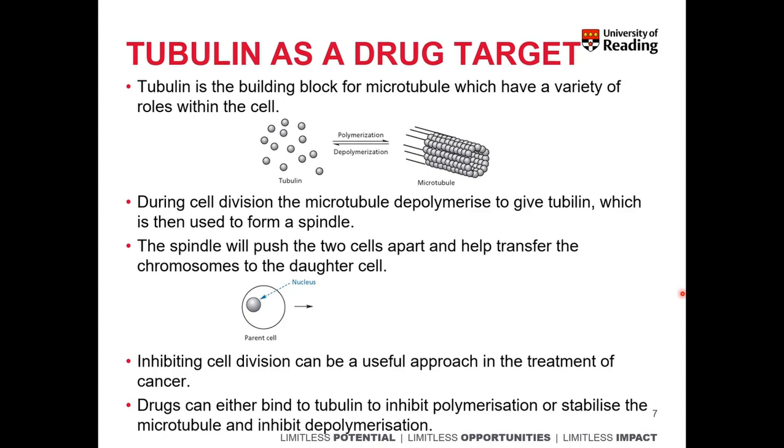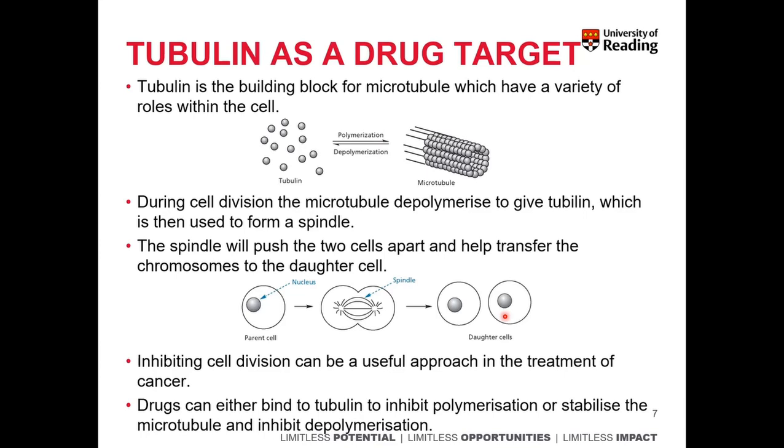Now, during cell division, the microtubules depolymerize to give tubulin, and this is then used to form a spindle. Now, the spindle is used to push the two cells apart and help transfer the chromosomes into the daughter cell. So here we have our parent cell with our nucleus, and during cell division, a spindle is formed that helps to transfer the chromosomes into the daughter cells. And so the tubulin plays an incredibly important structural role in this.